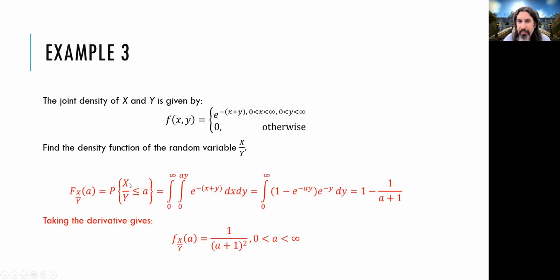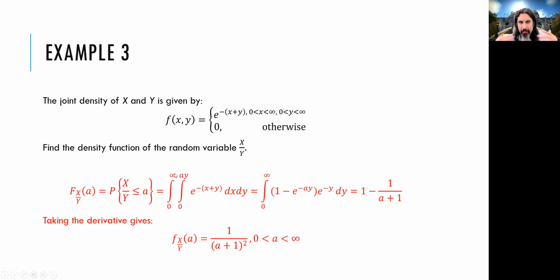And we can just leave x here alone and say that x is less than or equal to ay. Then x less than or equal to ay can be calculated from the joint density function anyway. So we integrate x from 0 to ay, because the upper limit is ay now and the lower limit is 0 anyway. And y is going to be from 0 to infinity.